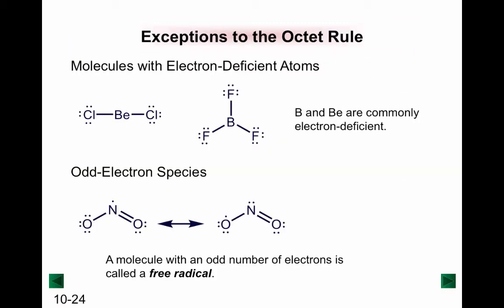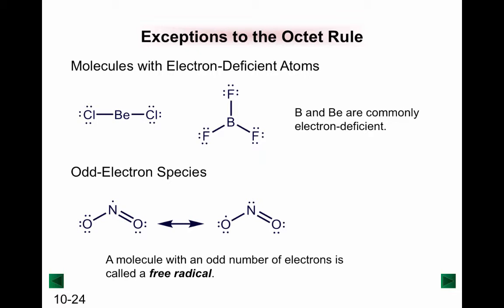The octet rule is simple and useful in introducing us to basic concepts of bonding, and because of this, we may wrongly assume that it's always obeyed. This is not the case in many situations involving covalent bonding. These exceptions to the octet rule are of 3 main types. Molecules and polyatomic ions in which the central atom has fewer than an octet of valence electrons. Molecules and polyatomic ions containing an odd number of valence electrons. Examples of these can be seen on this slide.